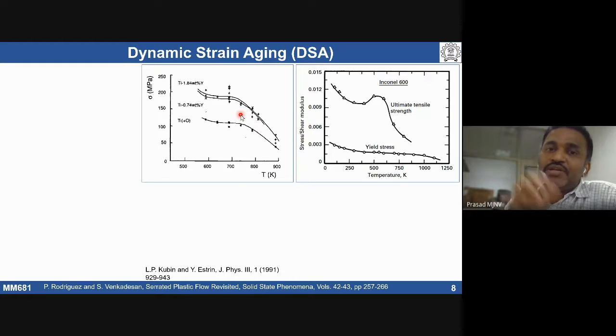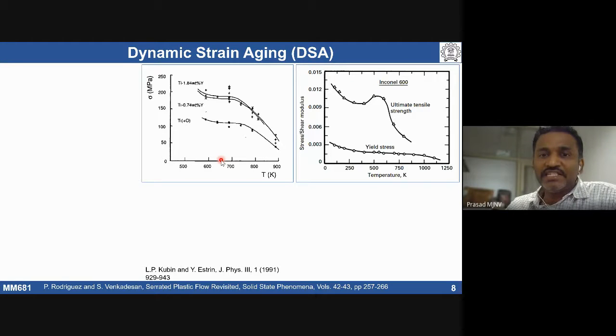When you deform material in this particular temperature window, solute atoms are going to interact with the dislocations, which increases the strength of the material. So your Hall-Petch coefficient is also going to increase. That's another manifestation of dynamic strain aging.